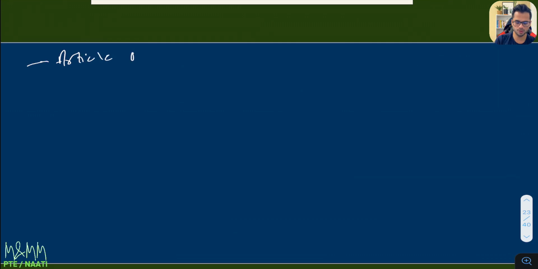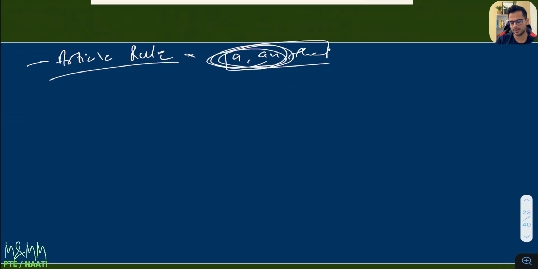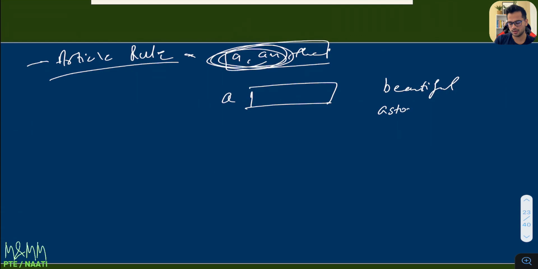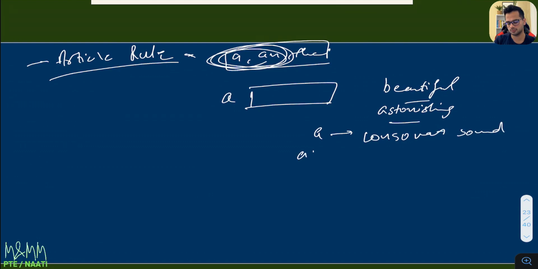Next one is article rule, which simply means that now articles, we all know we have got a, an, and the. Okay, specifically about a and an. Now if you see, let's say the word a, and if there is a blank after that, and if the options you're left with is beautiful, astonishing, and any other word, for example. Now we know that a is always coming before a consonant sound, whereas an is always going to come before vowel sound.